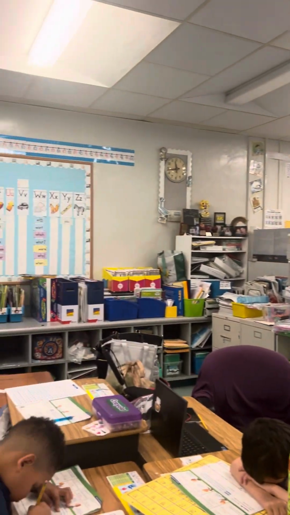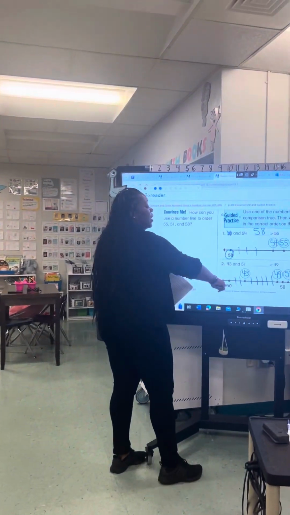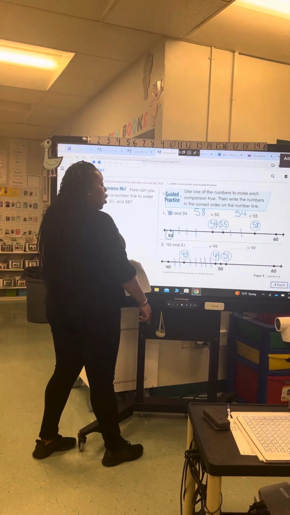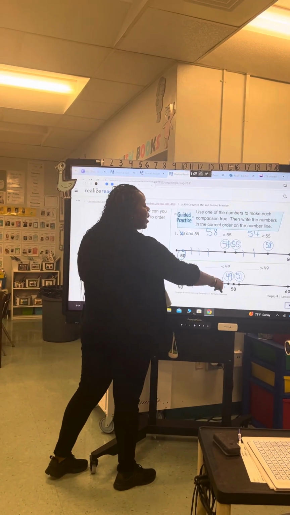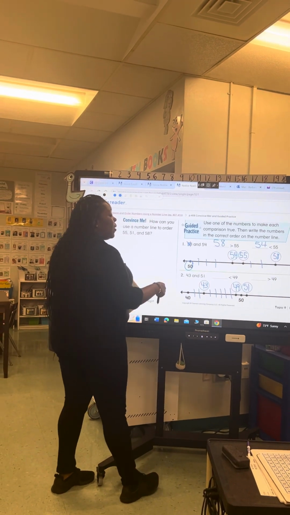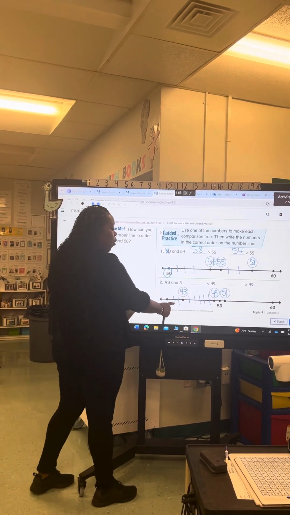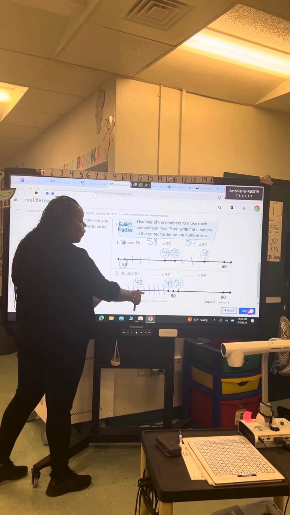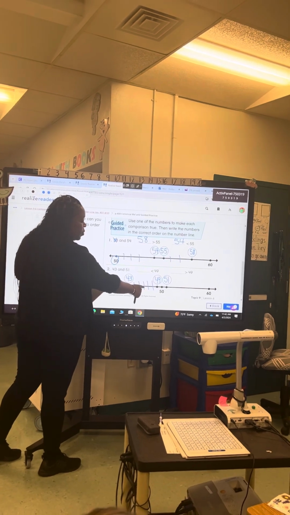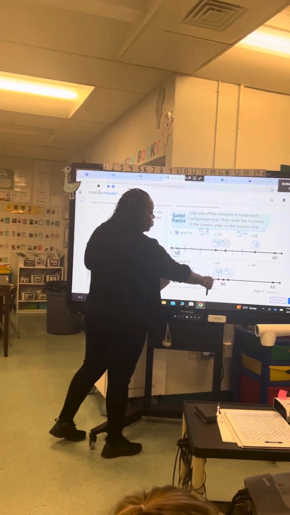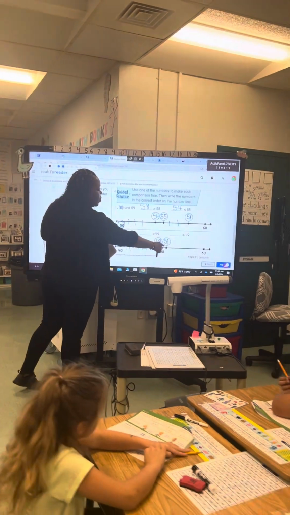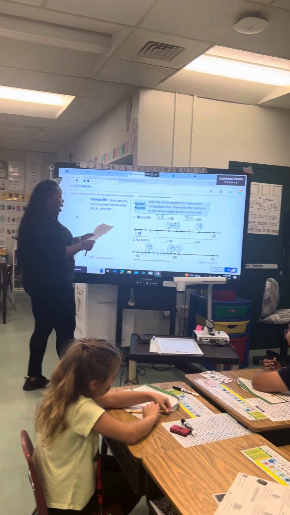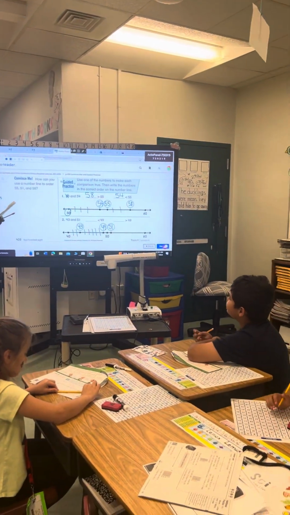Now, let's count to 51 to make sure that we plotted these numbers correctly on our number line. We're going to start counting at 40 and we're going to count to 51. Count with me. 40, 41, 42, 43, 44, 45, 46, 47, 48, 49, 50, 51. Good job. So great. My numbers are in order now.